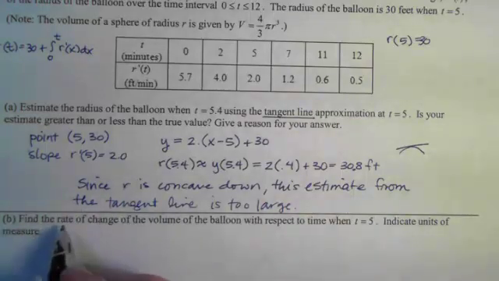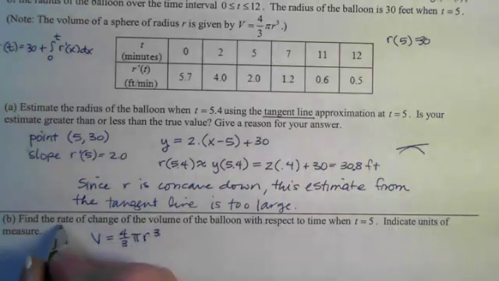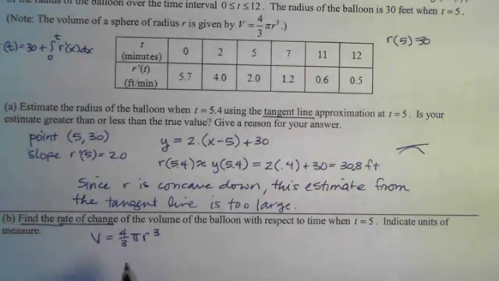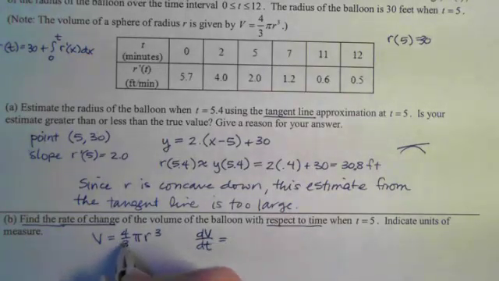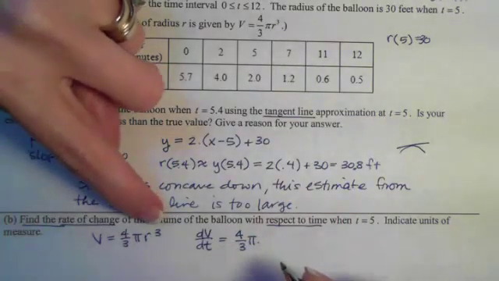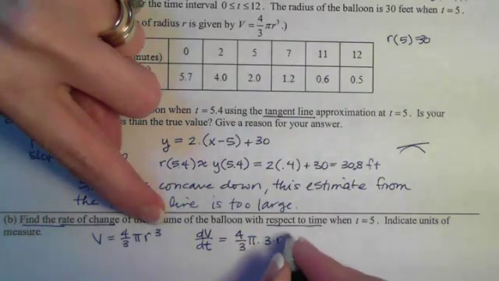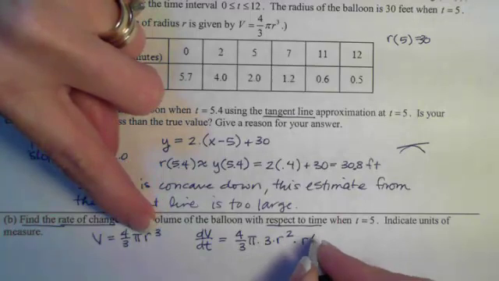Part B says find the rate of change of the volume with respect to time when t equals 5. We know that volume is 4/3 pi r cubed because it's a spherical balloon, and for the rate of change with respect to time, we take the derivative with respect to t. So dV/dt equals, we move through the constant, then we hit the power of 3 with the inside unchanged, then we multiply by the derivative of the inside.